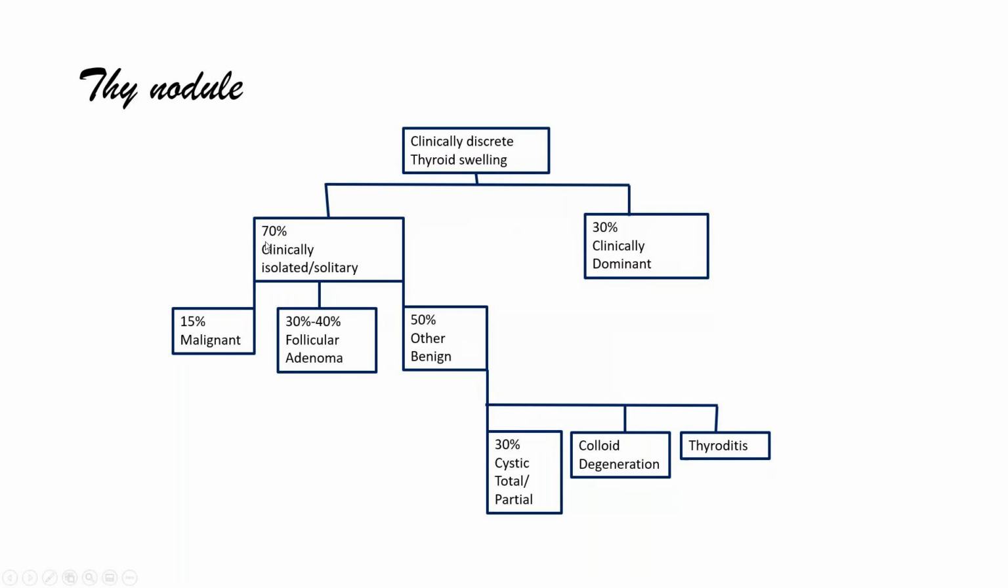So among these 70% clinically isolated or solitary, 15% would be malignant, 40% I just now told you would be follicular adenoma, and the rest 50% are other benign causes. So 15% malignant, the rest 85% benign. Among those benign, 40% follicular adenoma, that is almost half. Among the benign causes are the cystic causes, either a total or a partial cyst, or you can have a colloid degeneration, or you can have thyroiditis, right? So that is the layout of a thyroid nodule.